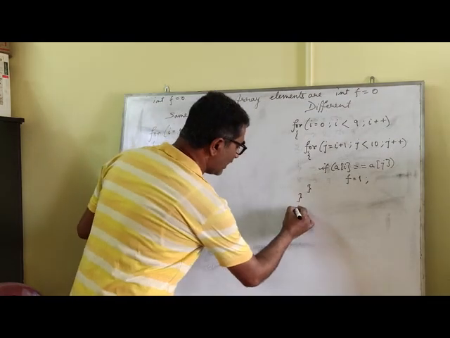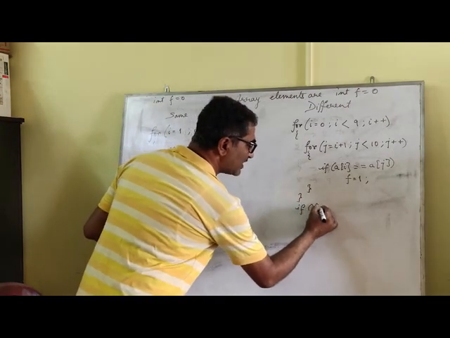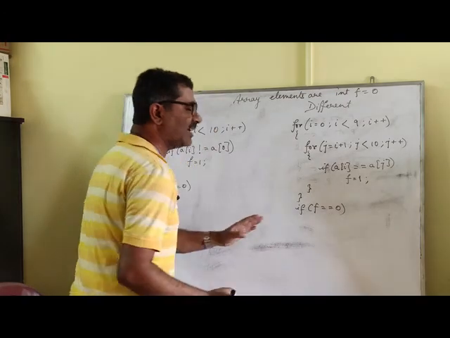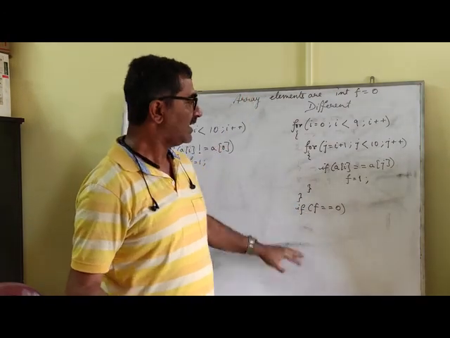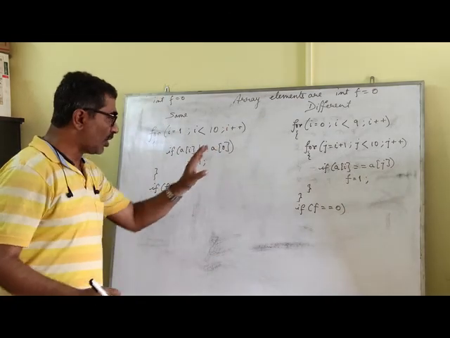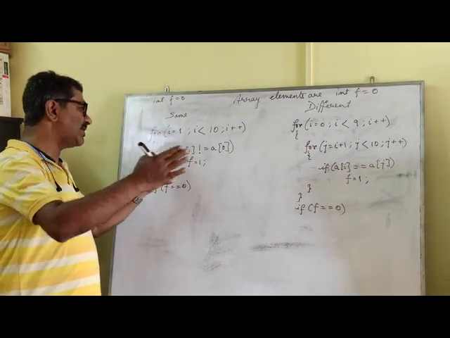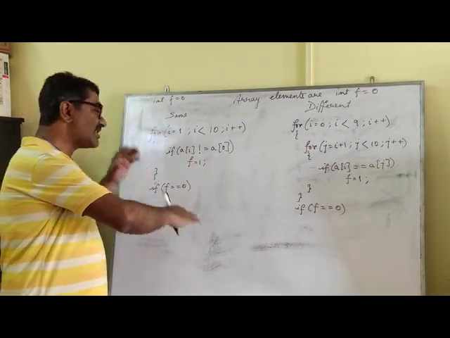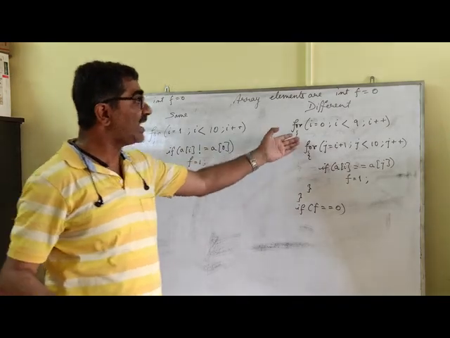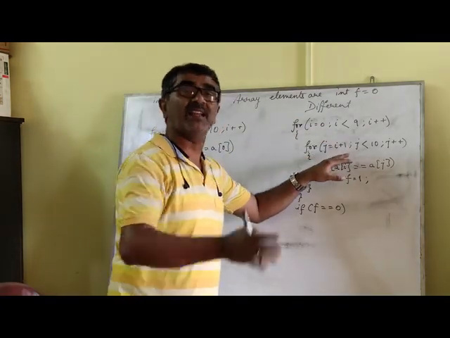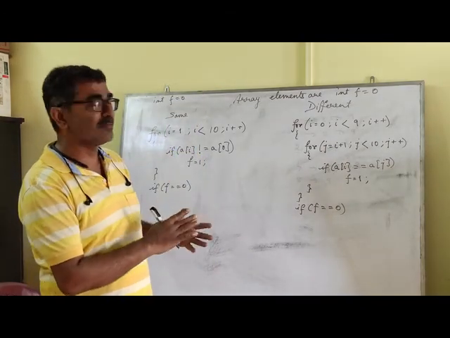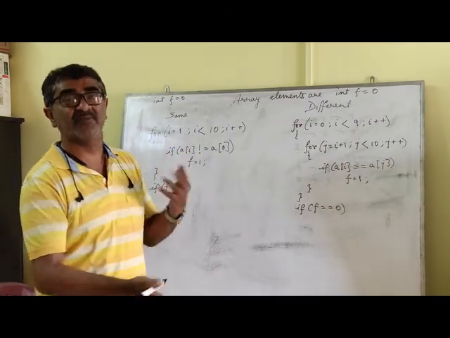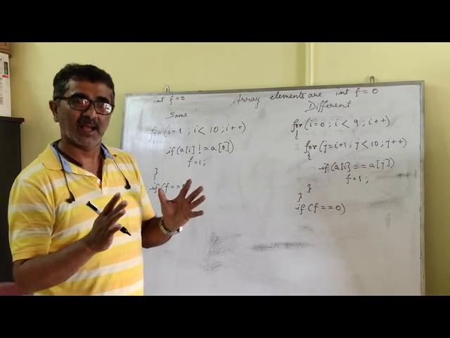At last, you can do the usual technique. If f is 0, we can display the message that all the numbers are different. Otherwise, all the numbers are not different. So here, look at these two logics. Here, just the first element can be used to do comparison with the remaining elements. Here, every element is compared with every other element. So that's the trick for checking whether the numbers are same or different in an array. I believe you got it.